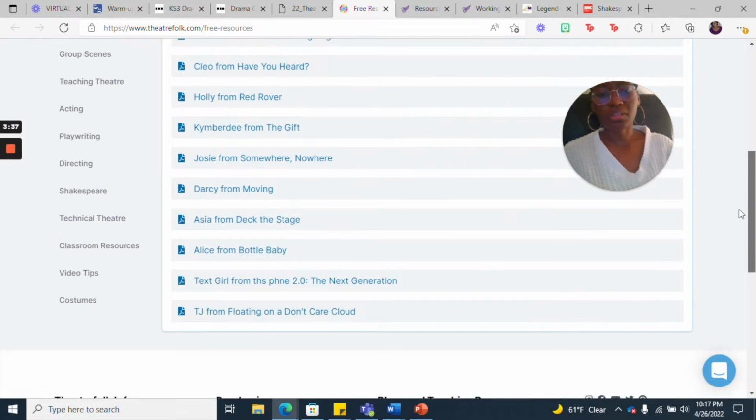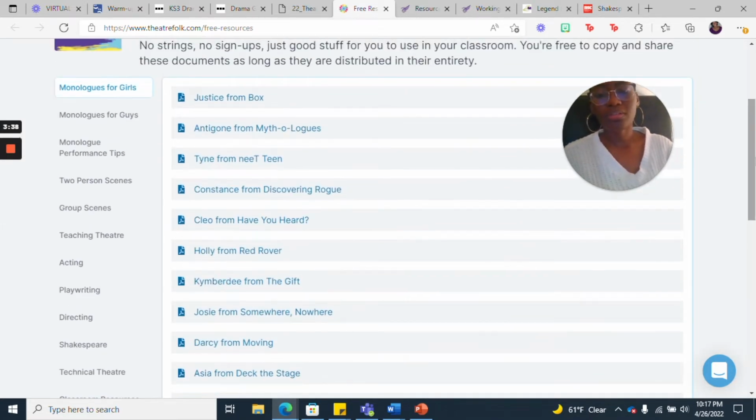I love to use this for my middle school kids. It's really simple. And a lot of these scenes are from plays. They can then look up and read the scripts which these plays are from.